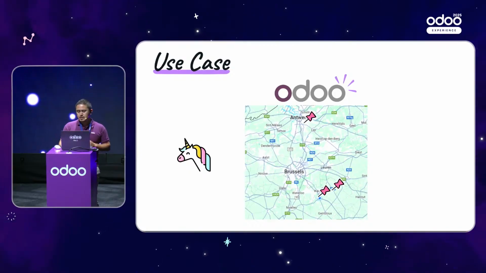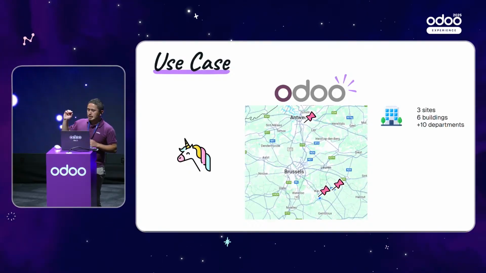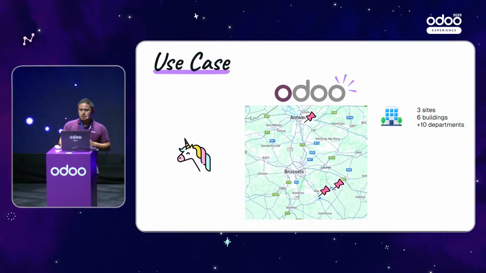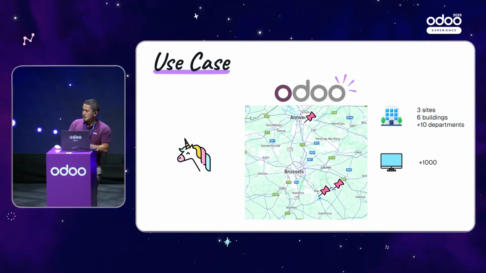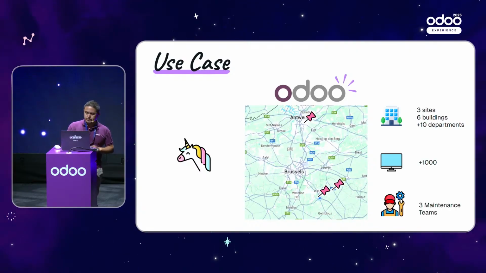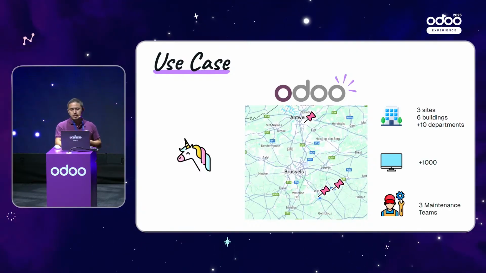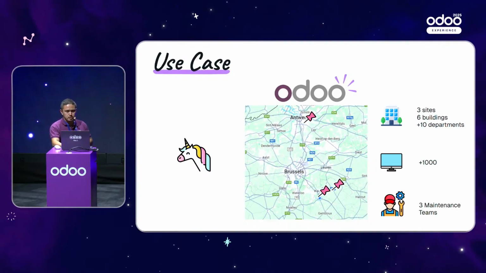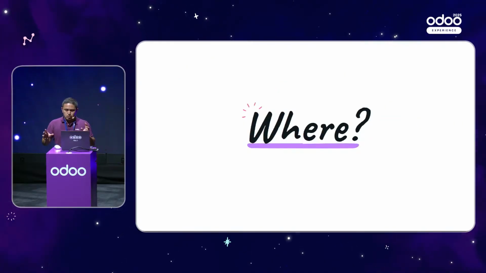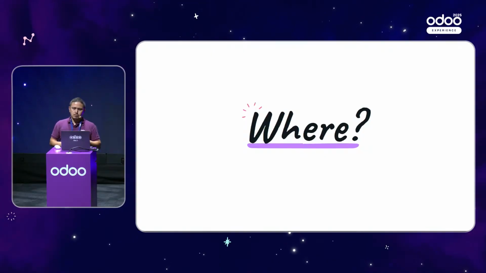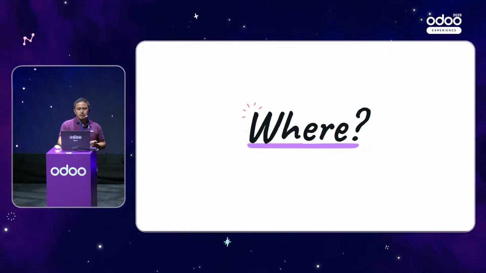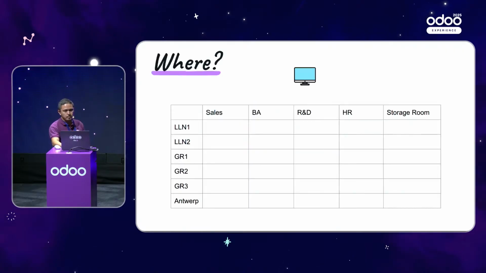The main point here is that we have three different locations, six buildings in total, and several departments across all these locations. My example here will be based on screens, okay? And we have, of course, three maintenance teams, one at each site. As I'm talking about this localization, three sites and so on, I will start with the question: where? So where is the equipment I should maintain?